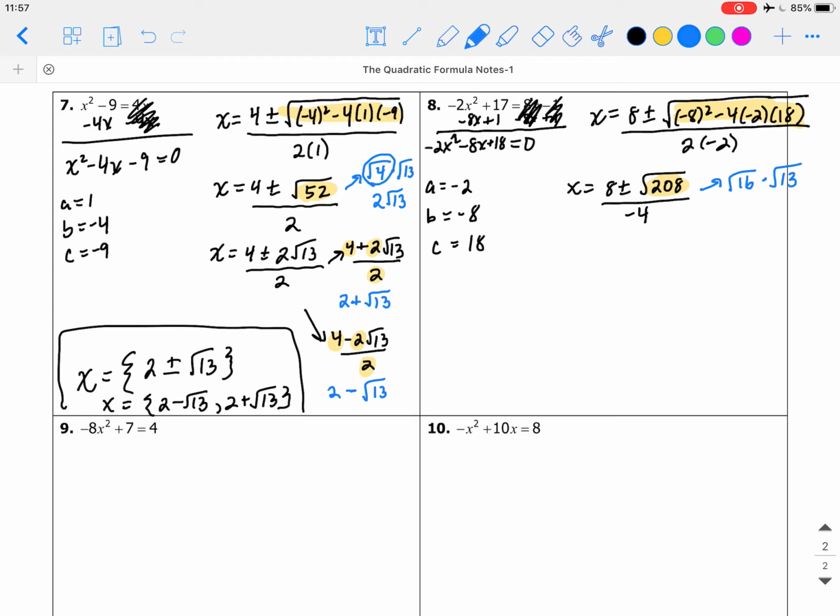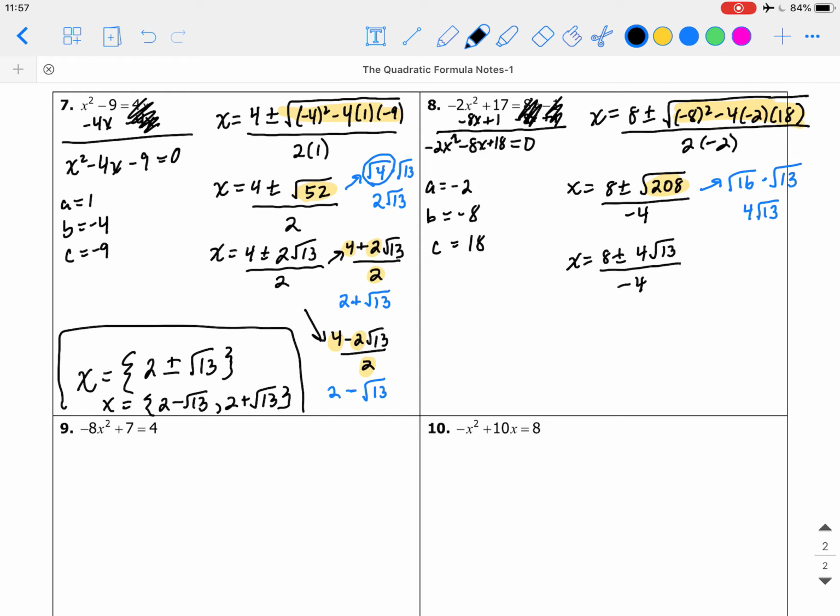Okay, cool. So we know that the square root of 16 is perfect. Again, I just divided 208 by a bunch of perfect squares, and I saw that 16 worked. The square root of 16 simplifies to be 4, and I cannot do anything with the square root of 13, so he's got to just hang out. He's got to stay there. So let's go ahead and rewrite this. I have x is equal to 8 plus or minus, and we know that the square root of 208 simplifies to be 4 square root 13. And this, again, is all over negative 4.